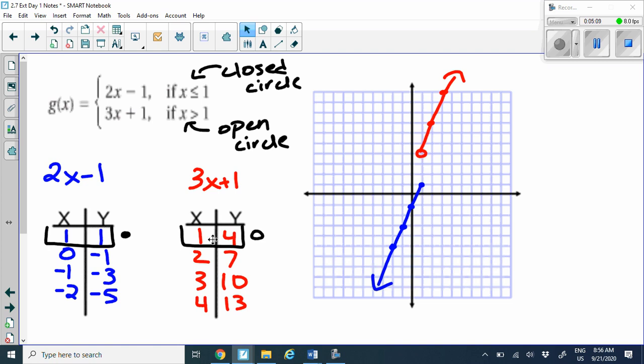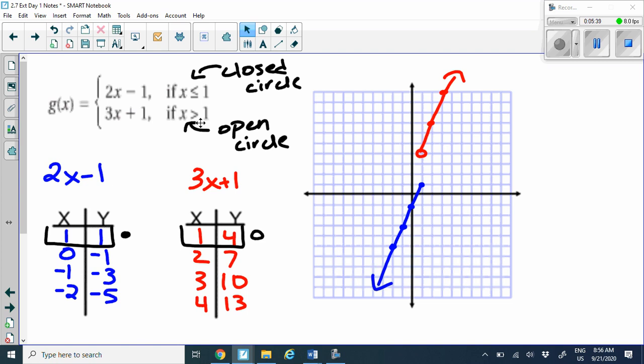Now another reason why we have to start at 1 on our second XY table, though there is no equal bar, is because if we didn't and we just started at 2, which is going to be 2, 7, we are missing all the points in between, between 1 and 2. And all those values are going to be part of the equation. So like 1.5, well, that has to be part of it because 1.5 is greater than 1.